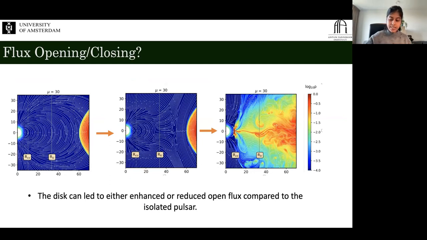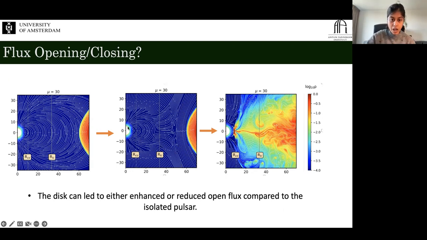So why do we sometimes see an enhanced jet power and sometimes see a lower jet power compared to the isolated scaling? This all happens because of the flux opening or flux closing due to the accretion disk. What happens is that you have a star and you have a disk, and as you start rotating, the star actually launches an Alfvén wave, and then you have flux bundles from the Alfvén wave that get trapped in front of the disk, at least in our case.